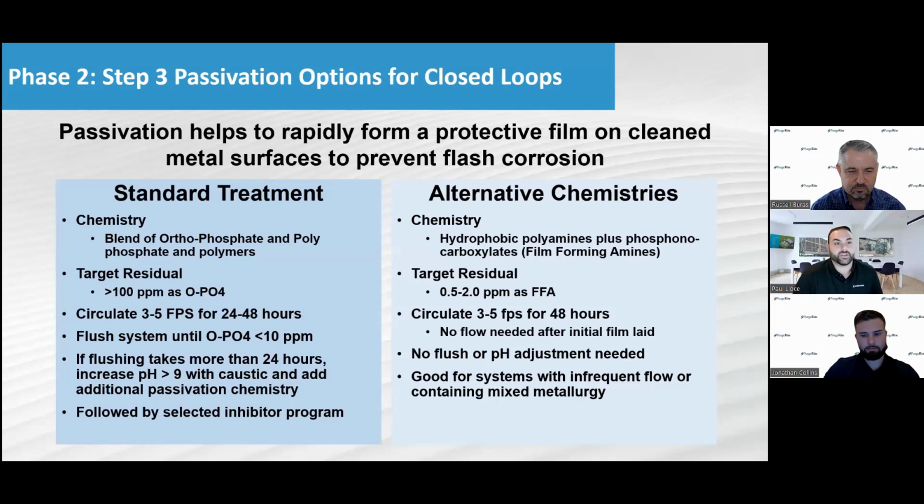The alternative chemistries that I talked about, those film-forming amines, work great in aluminum systems because they don't have the borates and other additives that bring that pH up, right? So you could feed film-forming amines. It's a neutral pH product, around 7.2, 7.5, and so the entire system will stay that way. After you get that, you don't need to flush like you would with the traditional ones, because we're not trying to get the ortho out of the system. So like I said, it's great for systems that have mixed metallurgy, and it's an additional alternate option for you.